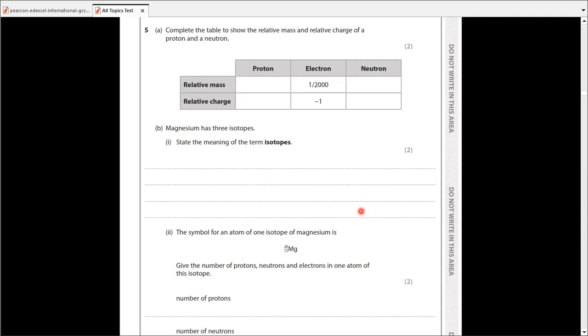Okay, and then magnesium has 3 isotopes. Say the meaning of the term isotope. An isotope is a version of the same element with the same number of protons but a different number of neutrons. Atoms of elements with the same proton numbers but different neutron numbers.